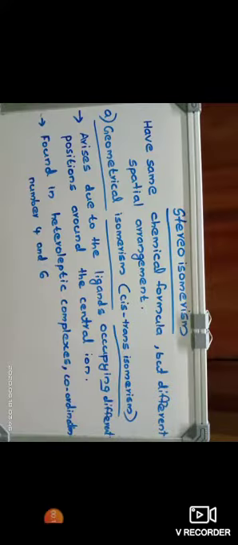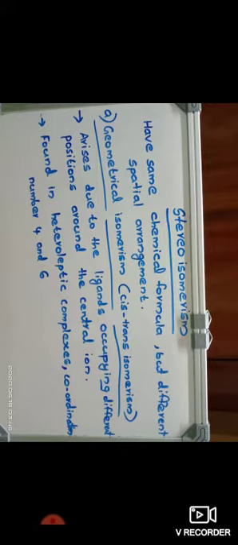In this video, we are going to talk about stereoisomerism. Do you know what stereoisomerism is? Stereoisomers have the same chemical formula but different spatial arrangement. The arrangement of ligands in space is different, even though they have the same chemical formula. Such compounds are called stereoisomers and the phenomenon is known as stereoisomerism.